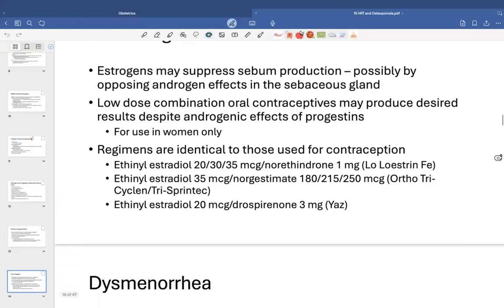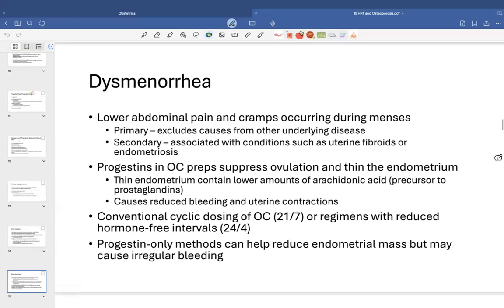Our next indication is dysmenorrhea. That's defined as lower abdominal pain and cramping occurring during menses. Dysmenorrhea is divided into primary dysmenorrhea and secondary dysmenorrhea. Secondary dysmenorrhea involves some other associated condition like uterine fibroids or endometriosis, whereas primary dysmenorrhea is the absence of such a condition. So here we're relying on the progestin component in oral contraception that can suppress ovulation and the endometrium.